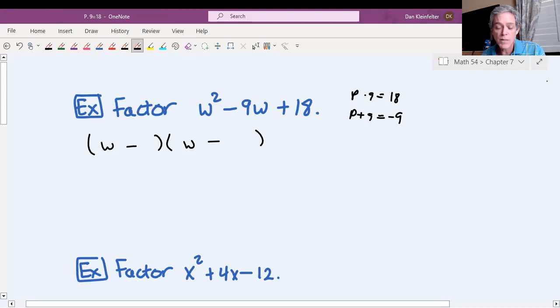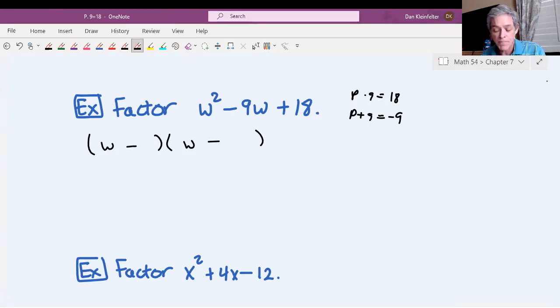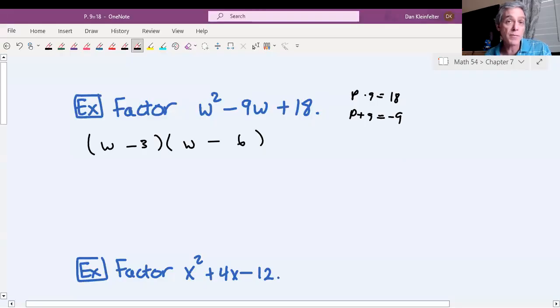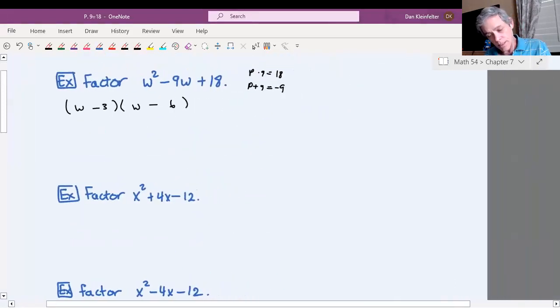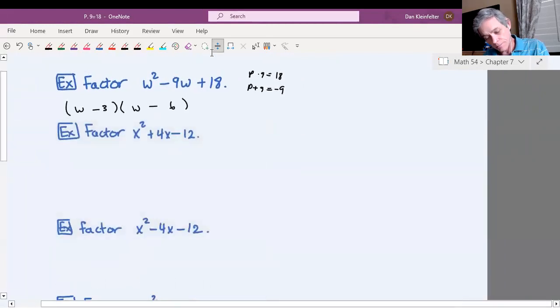Okay, so are there two numbers that multiply to 18 and add up to be negative 9? All right, so two numbers that are the same sign, both negative, will be 3 and 6. W minus 3, W minus 6. All right, let's try the next one.